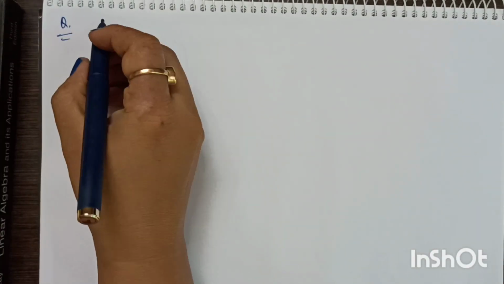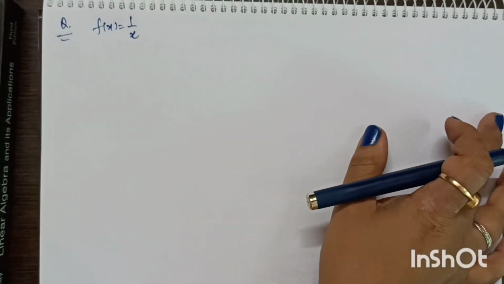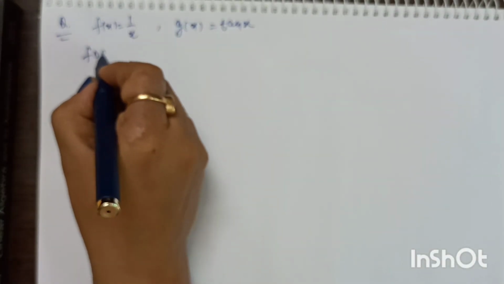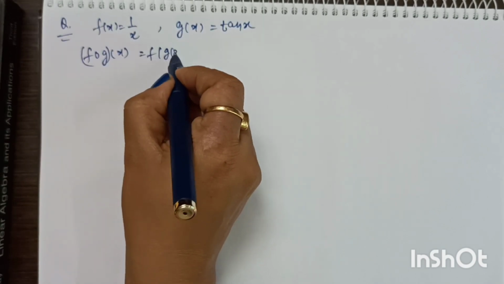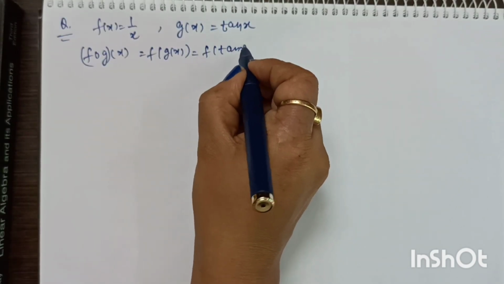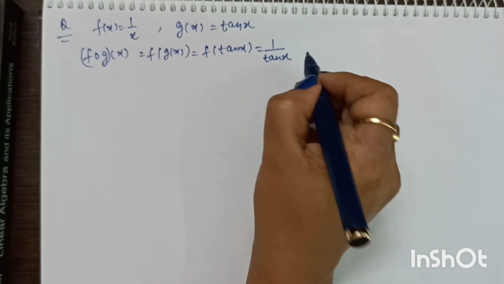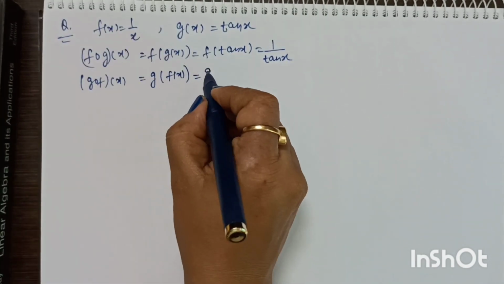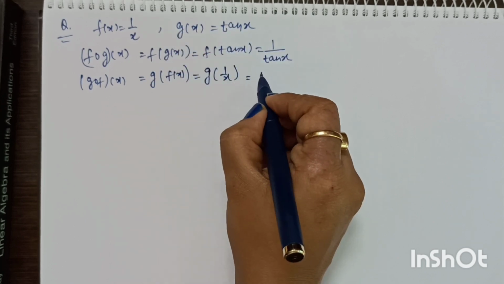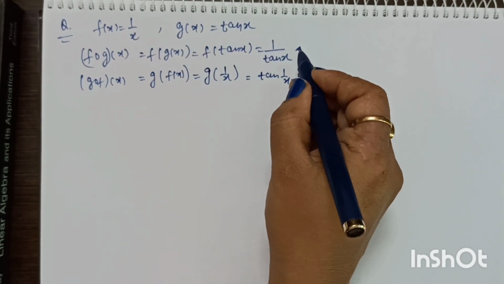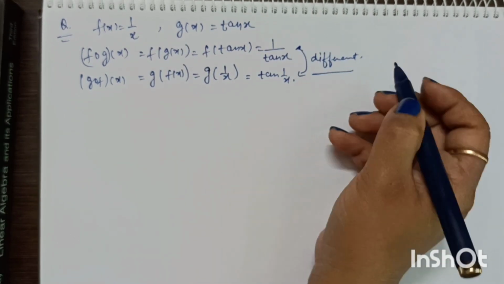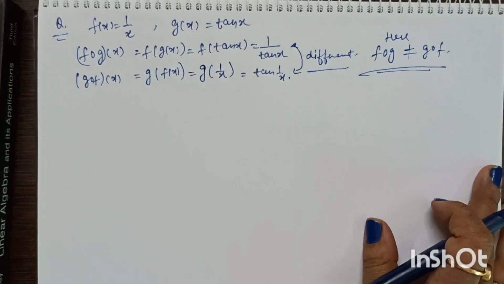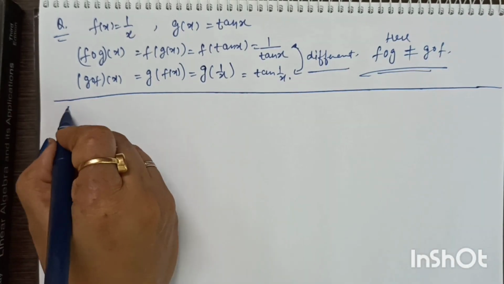To understand this, we have another example where they are not the same. Suppose function f(x) is 1 upon x, g(x) is tan x, and f of g of x will be, first of all you will apply g(x), that will be tan x, and f of tan x will be 1 upon tan x. Similarly when you calculate g of f, where you first write f(x) and then apply g, it will be tan of 1 upon x. Both are different values, 1 upon tan x and tan of 1 upon x. Both are different functions, so they are not equal.